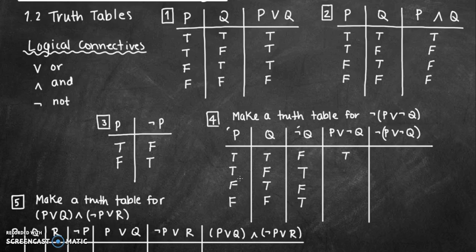In the second row, we have true, true. So P or not Q is going to be true. In the third line, both of them are false, so that's going to be false. And then the last one is going to be true.